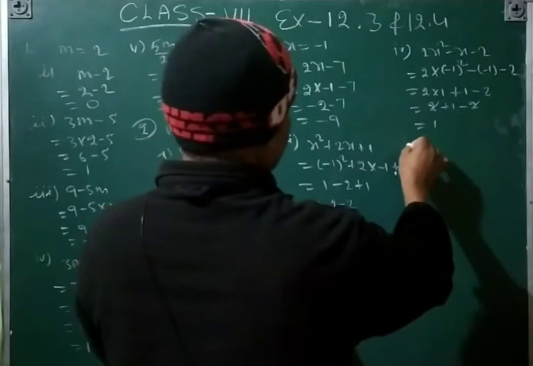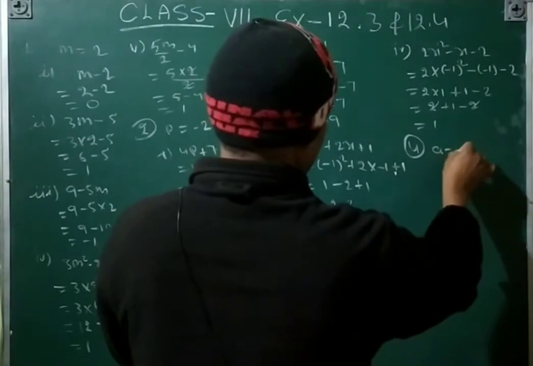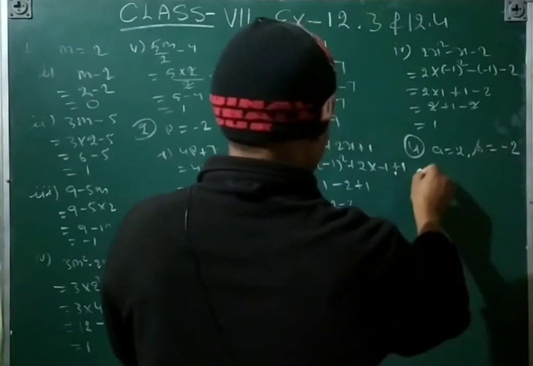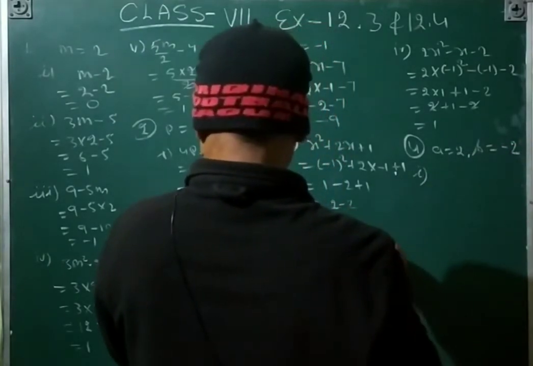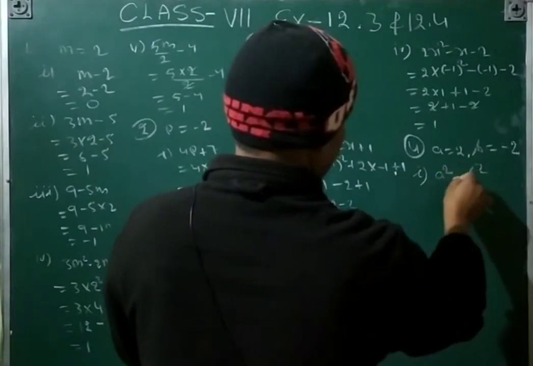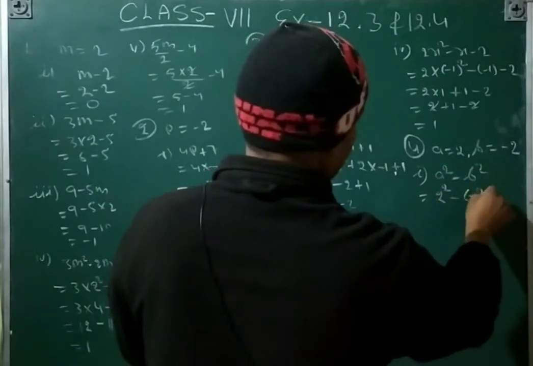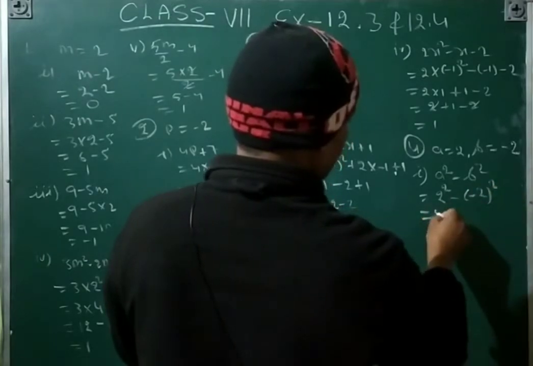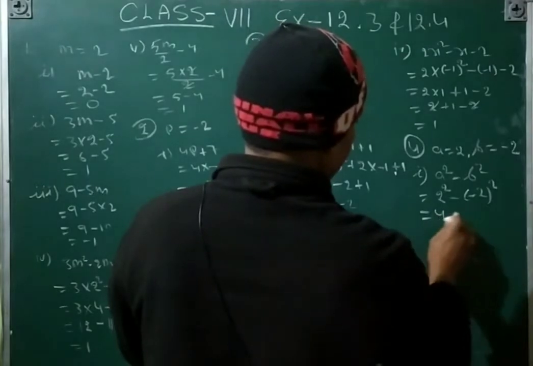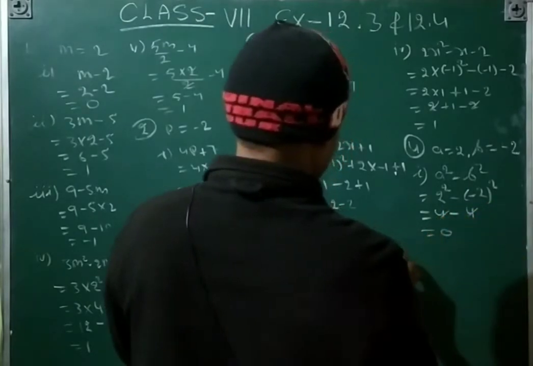And then fourth question: a is equal to 2, b is equal to minus 2. So first part is a square minus b square. Here a value is 2, so that is 2 square, minus b value is minus 2, so minus minus 2 square. 2 twos are 4, minus 2 twos are 4, so 4 minus 4 cancel, so that is 0.